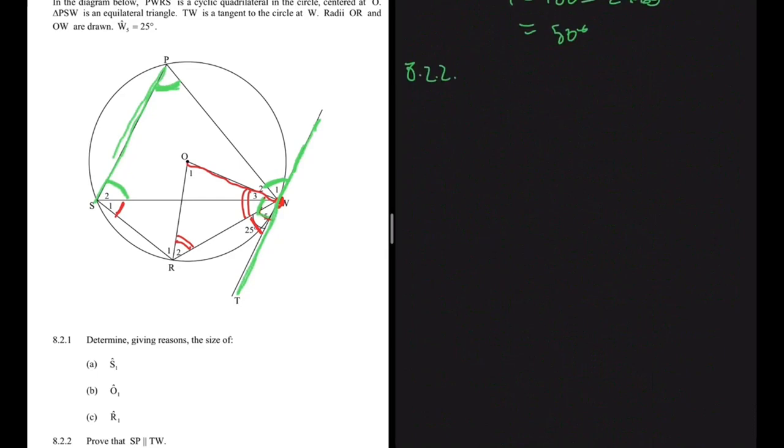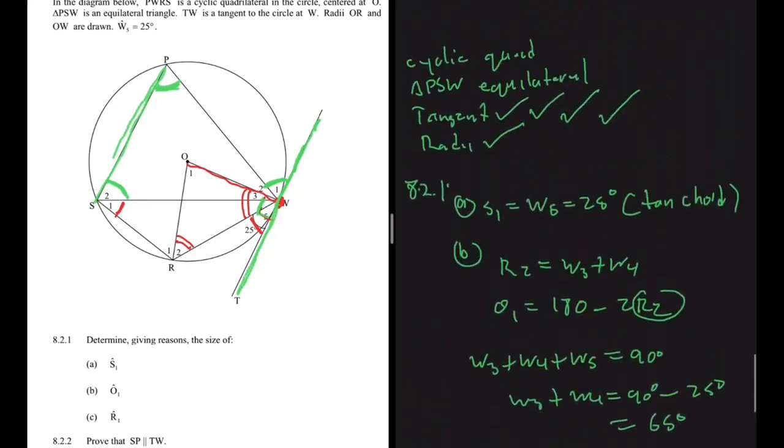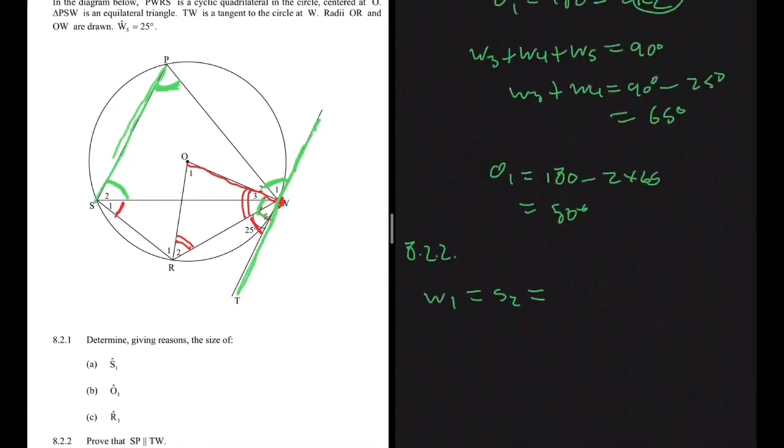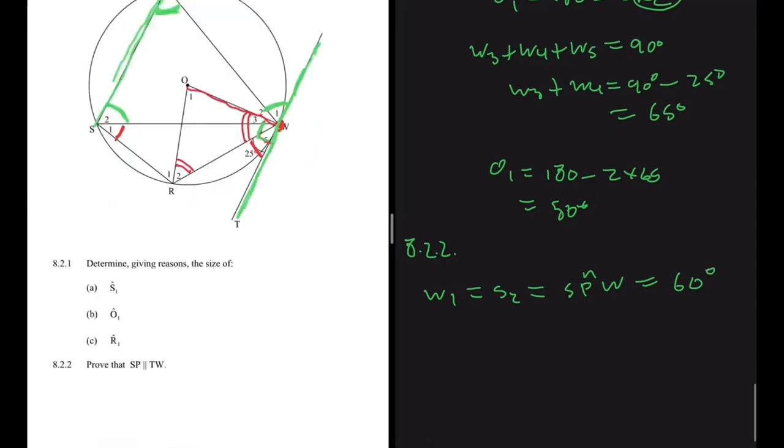We're sticking to the keyword. So now we can say that W1 is equal to S2. We already said that S2 will be equal to 60 degrees, right? Why are we saying S2 is equal to 60 degrees? Because triangle PSW is an equilateral. So W1 is equal to S2, but S2 is equal to SPW. There are angles in an equilateral triangle, and all those angles will be equal to 60 degrees. And we're done with 8.2.2. We can give a reason and say that they are alternate angles.